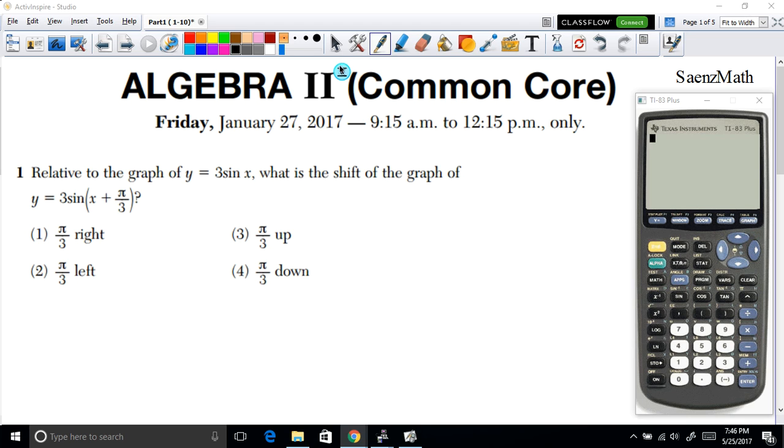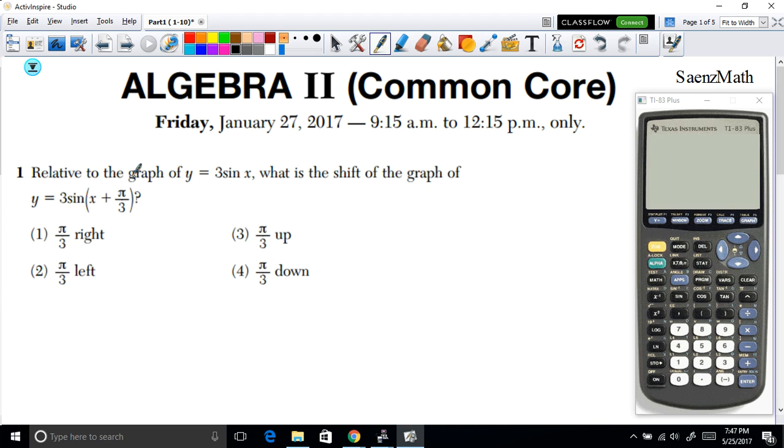Welcome. Today we will look at the Algebra 2 Common Core Regents, the one that was issued in January 2017. We'll be looking at one problem at a time and we'll see what is the best strategy to approach every single problem here. Alright, let's get started. Let's look at example 1.